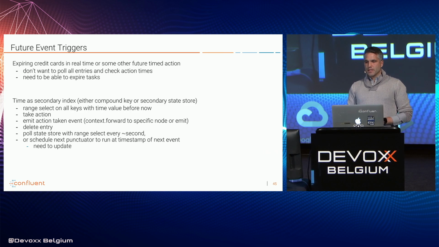Also, time is a secondary index. So we've spoken about this a little bit. So you can do range select on all keys. So the state store gives you get, put, and a range select operators. And you can delete your entries when you need to, and you can poll the state perhaps even every second because it's all in memory. And then when your punctuator runs successfully, then you can remove the punctuator, unregister it, and then schedule the next punctuator to run as you need.